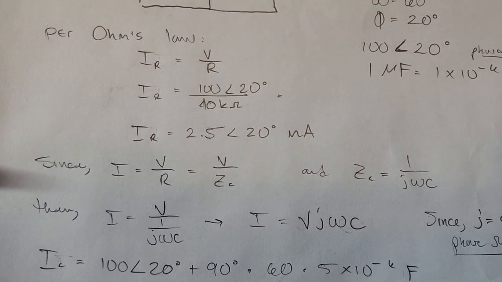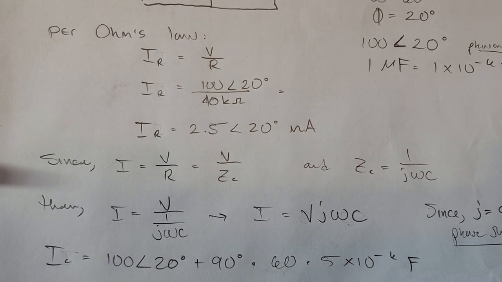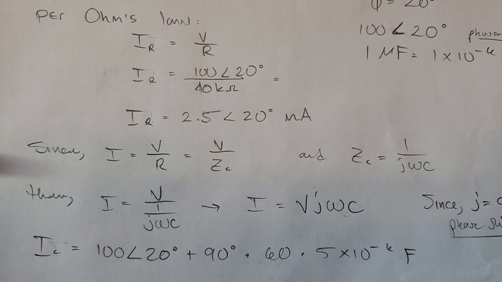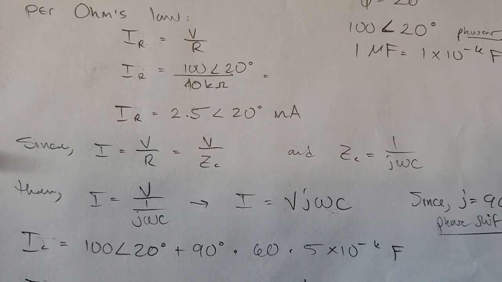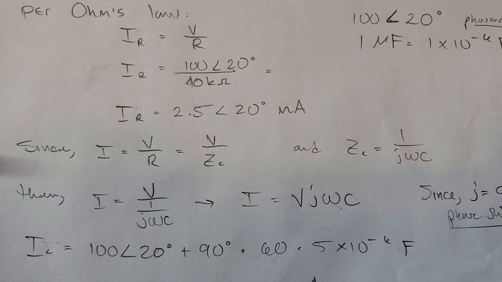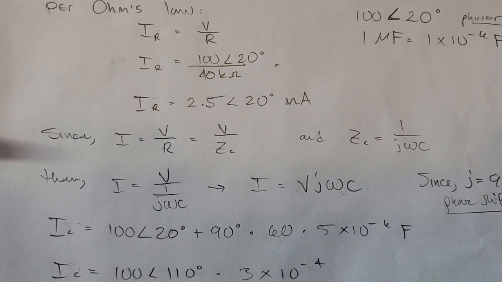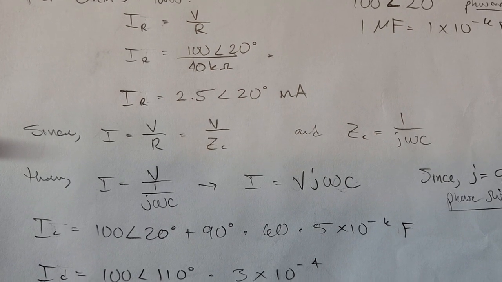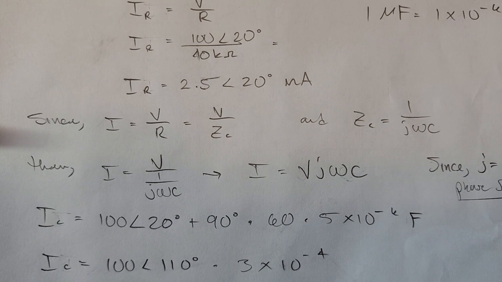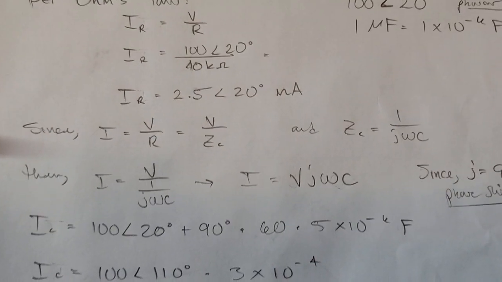So then after some algebraic manipulation, it's current equals voltage times the imaginary number j, where j equals the square root of -1, times the angular frequency times the capacitance. And then I inputted my values, and my voltage is still in phasor form, 100 at an angle of 20.